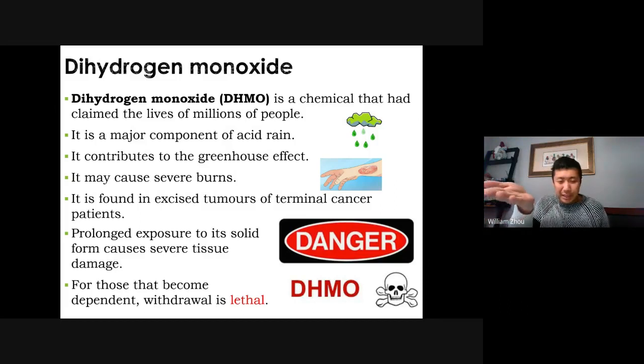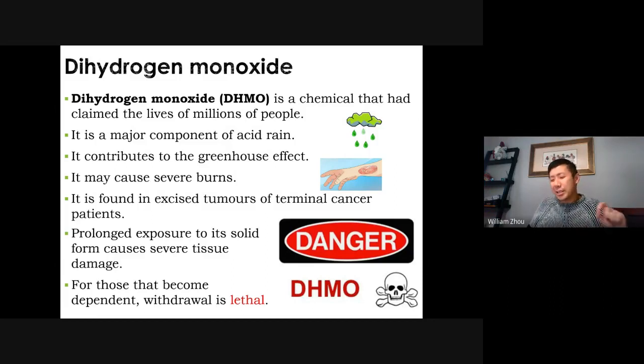But look, it's in acid rain. It is a greenhouse gas for all those people that care about climate change, like Elizabeth May, the Green Party, hello, NDP. They talk about climate change a lot, and yet no one addresses the biggest greenhouse gas. It can cause severe burns if it comes into contact with your skin. It's inside tumors of terminal cancer patients. Okay? If you expose the solid form of this to your tissue for long enough, it will cause permanent damage. And you can get hooked on this. And if you do, withdrawal is lethal. That means you can't quit.